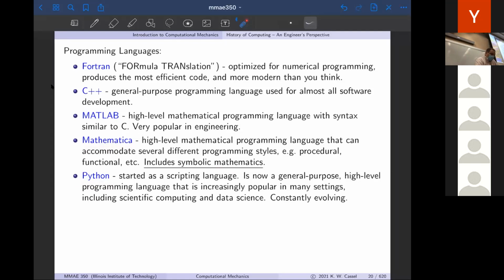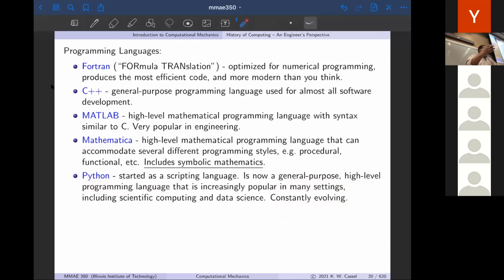That's actually how Python started. It started as a scripting language, but it has since evolved to become a general purpose, high-level programming language that's used all over the place. The scientific computing community has really taken to Python, has really latched onto Python, for reasons that we'll discuss more in later classes. One of the things that's so great about it is it is constantly evolving. It's open source, so it's free. That also means it is being contributed to by people all over the world.